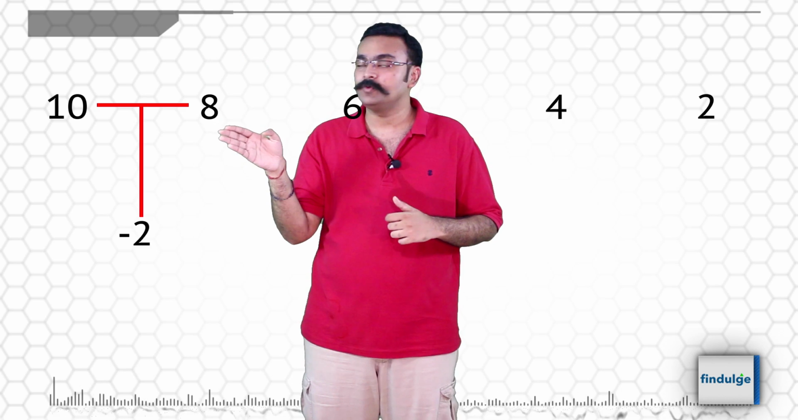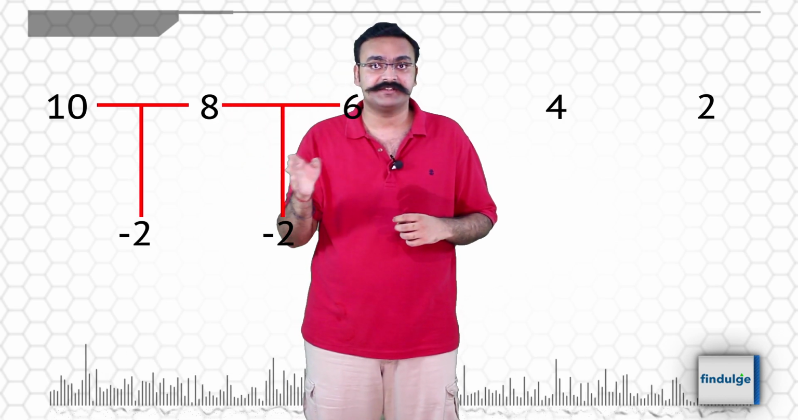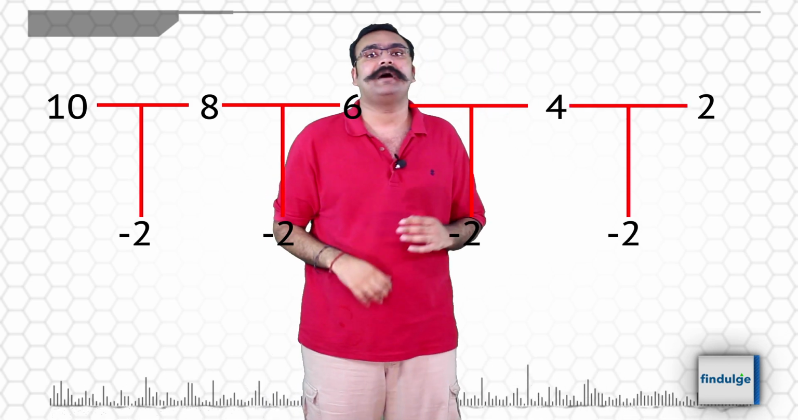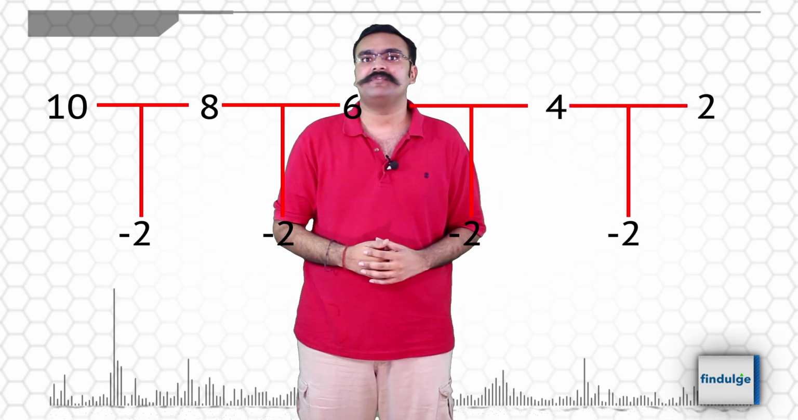We don't always need to have an increasing AP, like 1, 3, 5, 7, 9. APs can also be decreasing. For example, 10, 8, 6, 4 and 2. Clearly one can see that this is decreasing every time: going from 10 to 8 is minus 2, 8 to 6 minus 2, 6 to 4 minus 2, 4 to 2 minus 2. So this is one type of AP you can have.